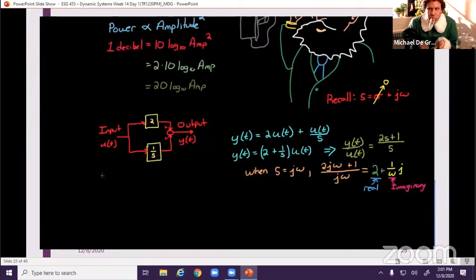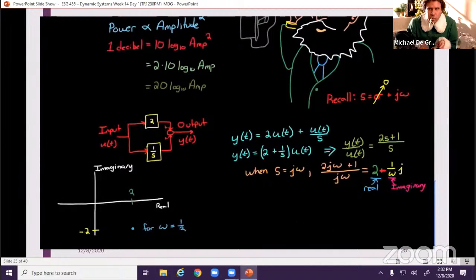If we then plotted these real and imaginary components on a real and imaginary axis, then we can calculate gain and phase geometrically from this plot. So here our real component is 2, and for omega of 1/2 from our example above, 1 over omega would also be, well, it's negative 2. I'm sorry, I made a mistake here. This 2 plus 1 over omega should actually be a minus because j times j is negative 1. So it's negative 2 on the imaginary axis for omega of 0.5.